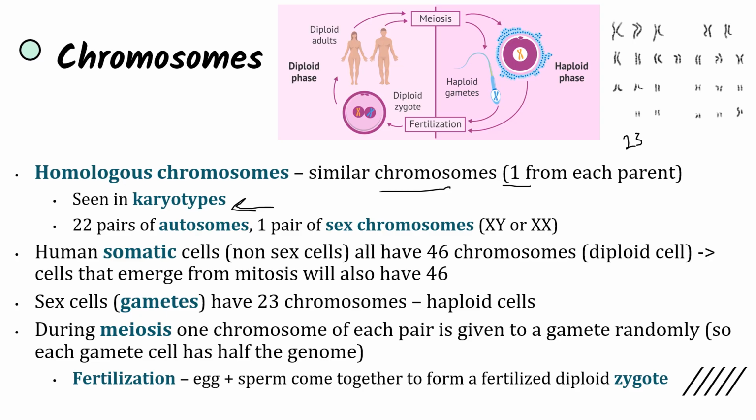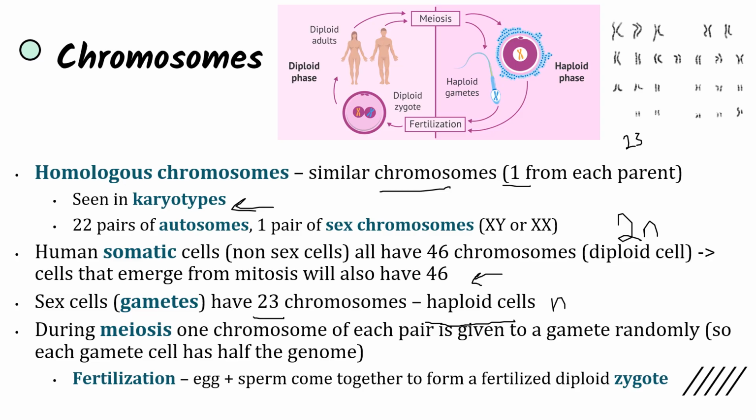Cells that emerge from mitosis also have 46 chromosomes because we're creating a direct copy of the cell. Sex cells, or gametes, have 23 chromosomes. They have half of the genetic information and are known as haploid cells. A diploid cell can be represented by 2N, while a haploid cell is just N.